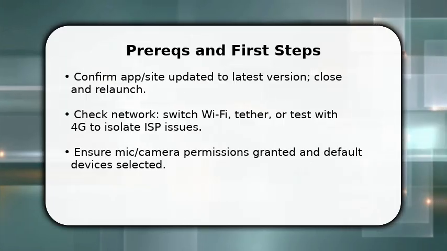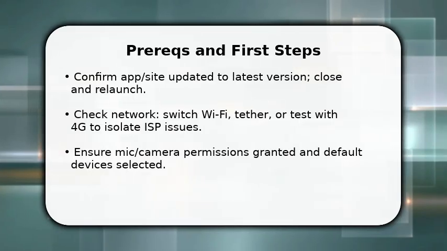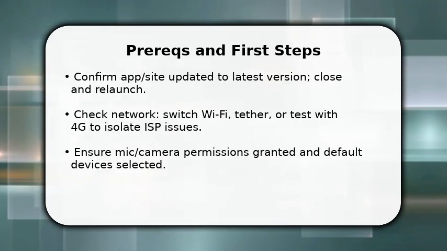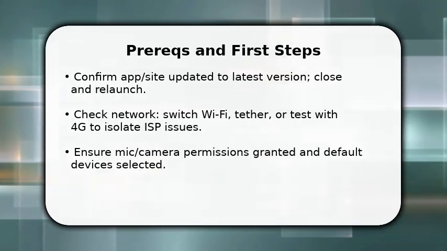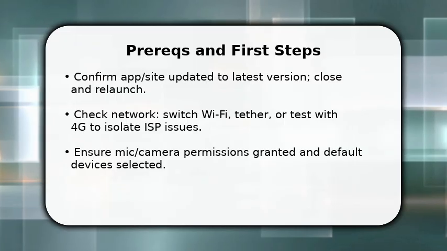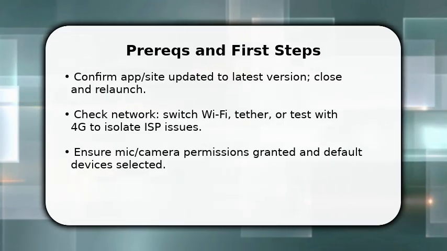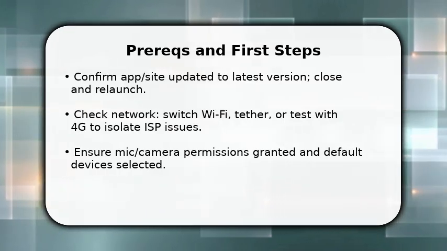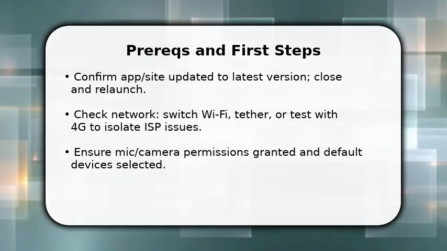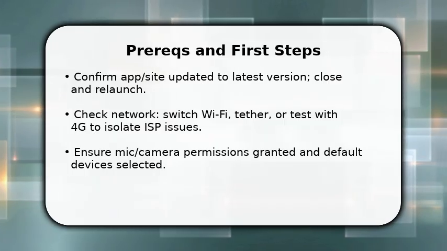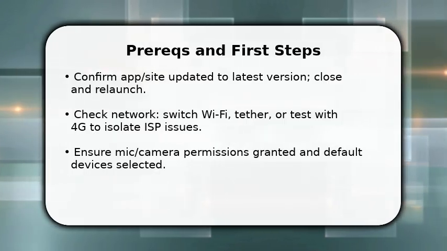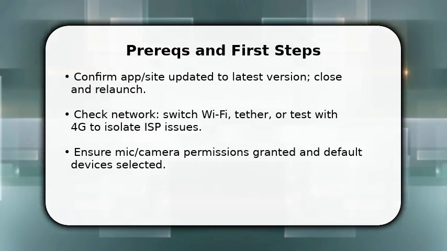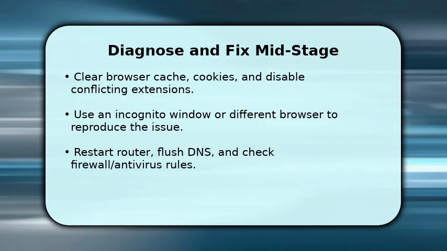You'll start by verifying the essentials so joining isn't blocked at the gate. First, update the Meet app or browser tab, and then fully quit and relaunch to clear transient errors. Next, test your network by switching Wi-Fi or tethering to cellular. This tells you if the problem is local or ISP related. Finally, open system or browser settings and confirm camera and microphone permissions, and the correct default devices are selected so Meet can access them. Once those basics are set, move into targeted diagnosis to remove blockers.